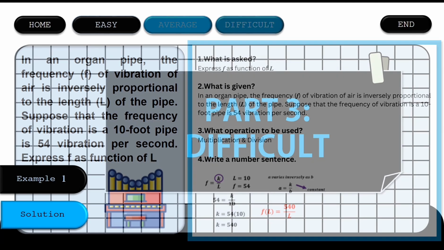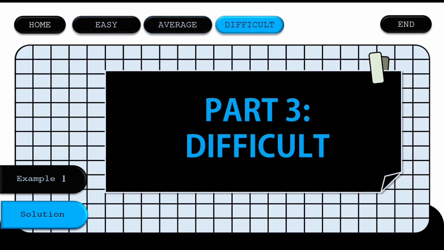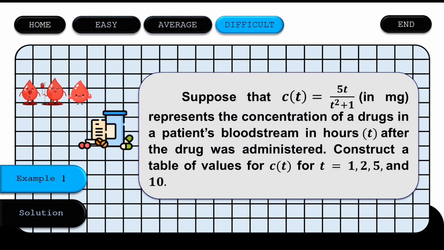Moving on to our part 3 or difficult level, suppose that C of t is equal to 5t over quantity t squared plus 1. It represents the concentration of a drug in a patient's bloodstream t hours after the drug was administered. Construct a table of values for C of t for t equal to 1, 2, 5, and 10.